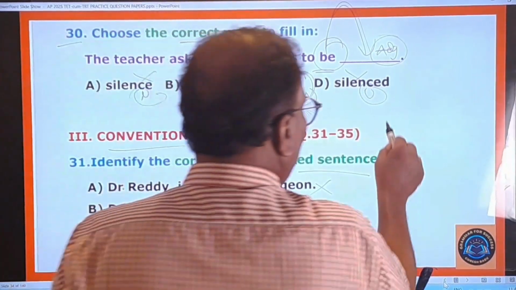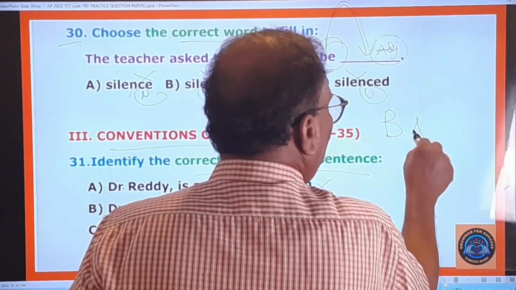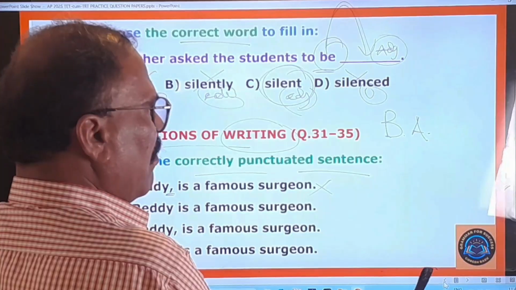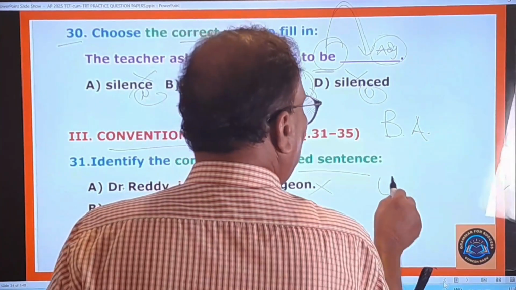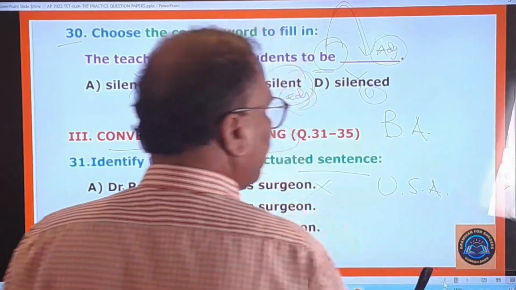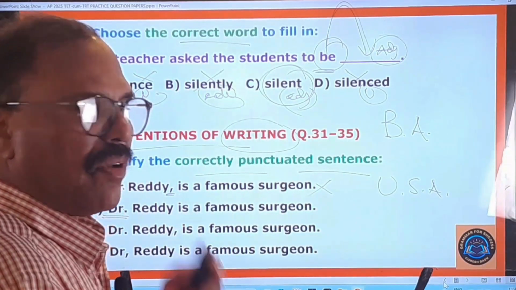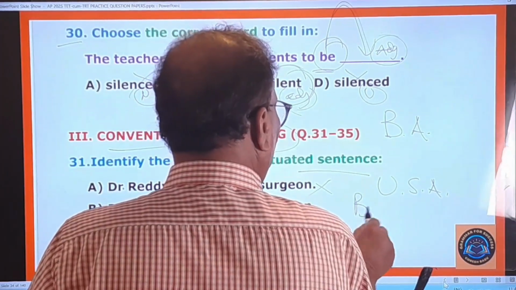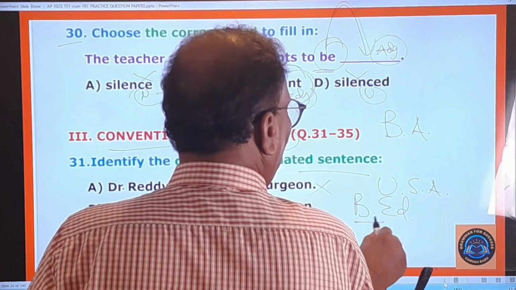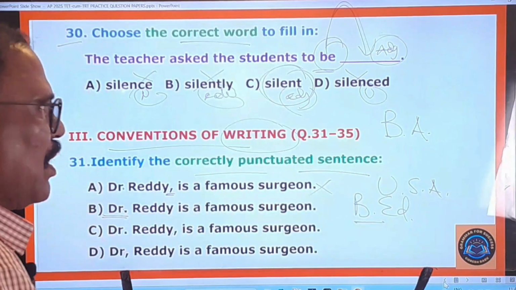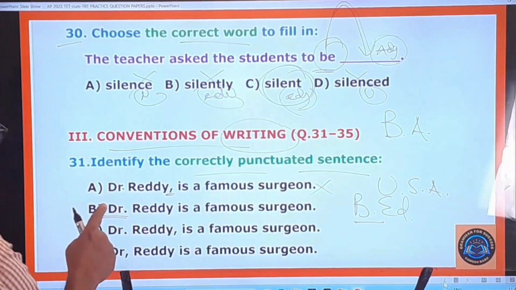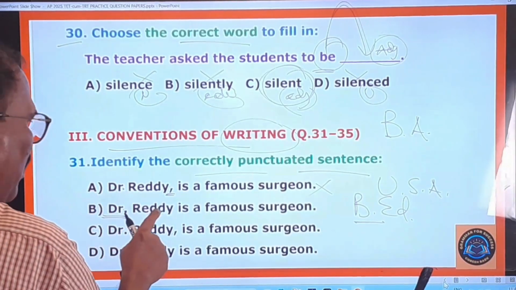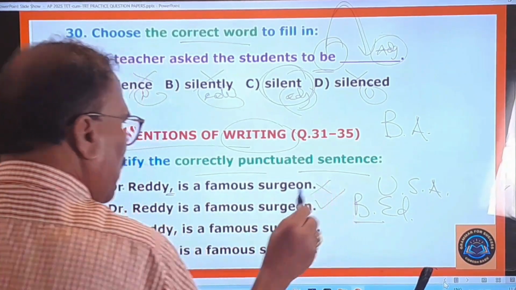For example, when you say B.A., beside the abbreviations, you must use the full stop. Similarly, U.S.A. And here B.Ed., B dot Ed dot. So after the abbreviation, you must put the full stop. So here doctor is an abbreviation, put the full stop. Reddy is a famous surgeon. This seems to be correct.